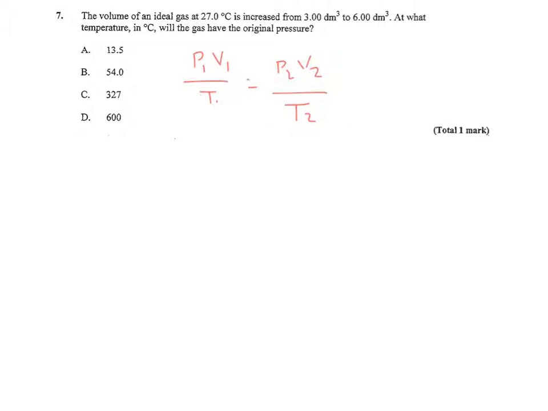So in number 7, you're told the volume of an ideal gas is at 27 degrees. So I want to right away add the 273 to that and plug in 300 as my original temperature. It's increased from 3 to 6, so I'm going to plug that in as well. At what temperature in Celsius? So I need to come up with this in Kelvin, but then I do need to convert it back to Celsius. That's kind of the catch on this one. Will the gas have the original pressure? So I can actually eliminate P from this equation because it's going to stay the same. That's why they don't give us a value.